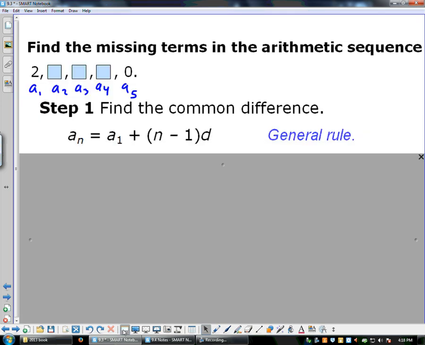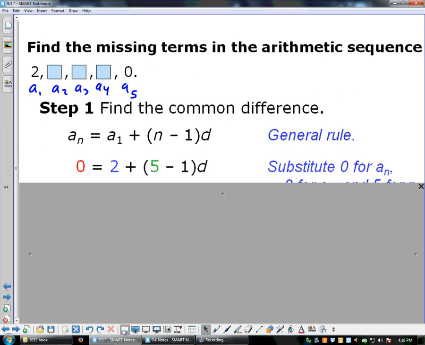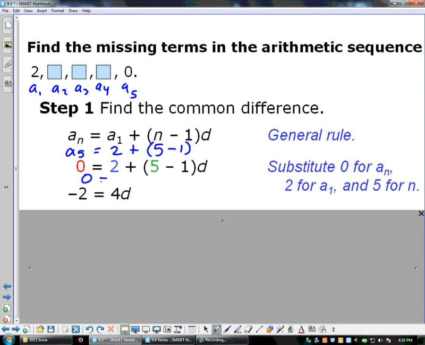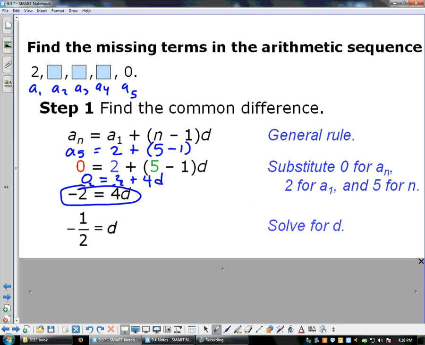So again, we want to use that formula, a sub n equaling a sub 1 plus n minus 1 times d. We're filling in for the fifth term, so we're saying a sub 5 is 0, and that's going to be equal to a sub 1, which is 2, because that was our first term, plus n minus 1, where n is 5, so we end up getting 0 equaling 2 plus 4d. Subtract 2 from both sides, we get -2 equals 4d, and divide both sides by 4, and we get d equals -1/2.